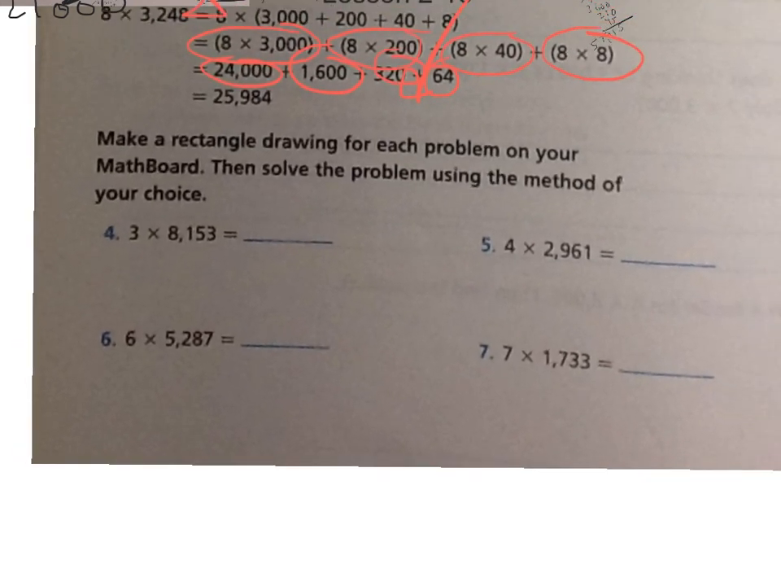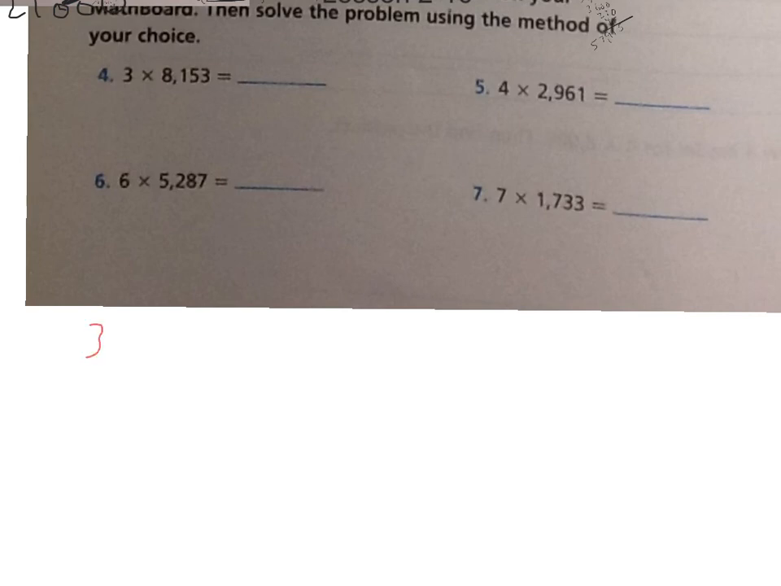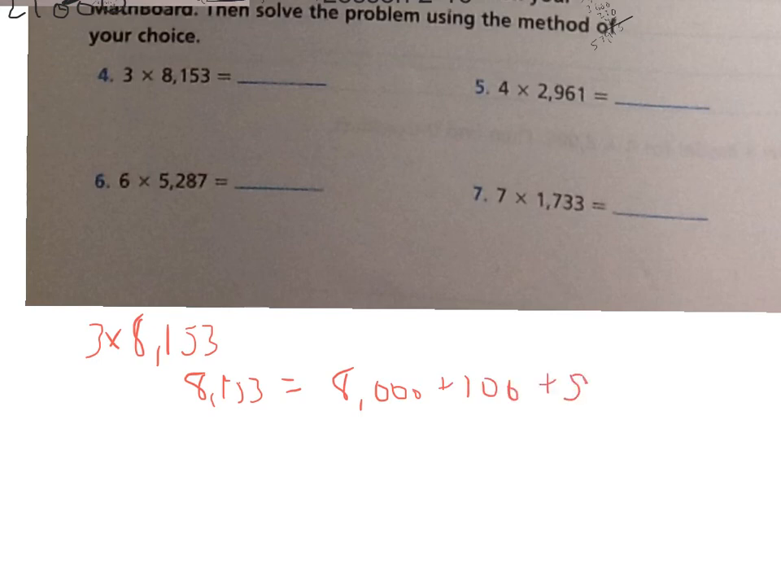You can do it inside your math notebook. Should be easy. All you're doing is adding an extra square. Let's do, I'll show you number 4 here. We have 3 times 8,153. So then we know 8,153 equals 8,000 plus 100 plus 50 plus 3, times 3.